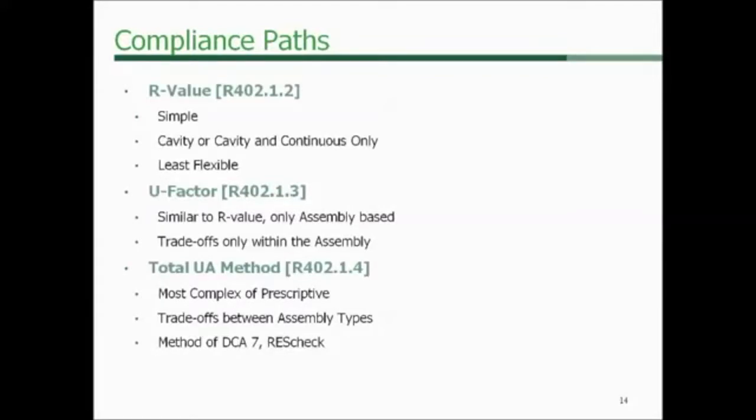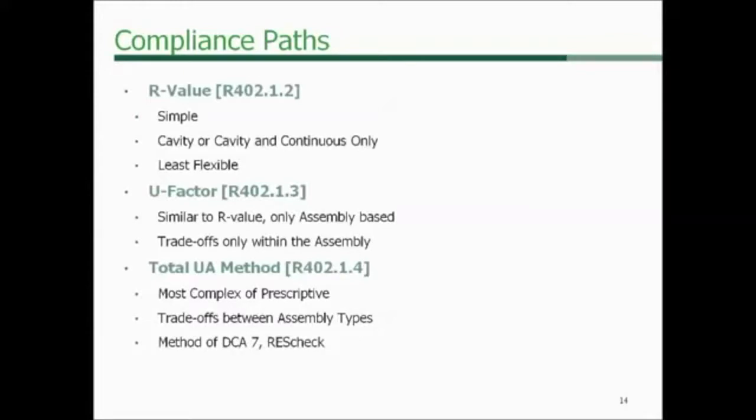It's the least flexible though. If you do anything that's out of the ordinary, you're stuck. You probably can't use that table. The U factor method is similar to the R value in that it's a table-based methodology. But it's assembly-based, so it's performance-based. It says, look, your assembly has to meet this requirement. Instead of saying your insulation has to meet the requirement, it's the overall assembly of the wall or the roof or whatever it is has to perform at this. So you can trade off parts within the assembly.